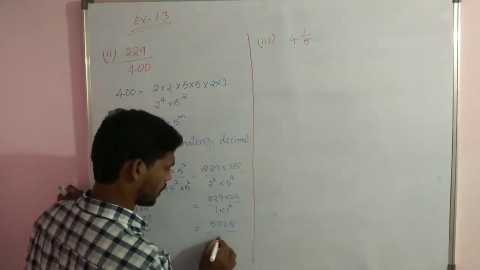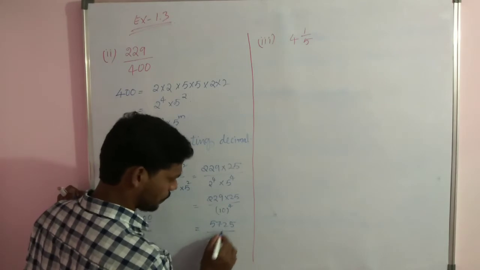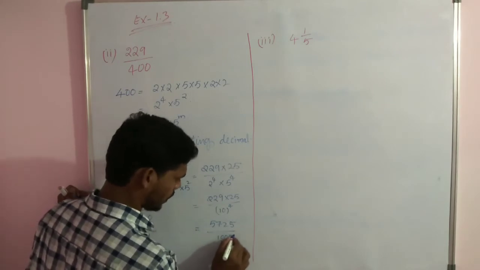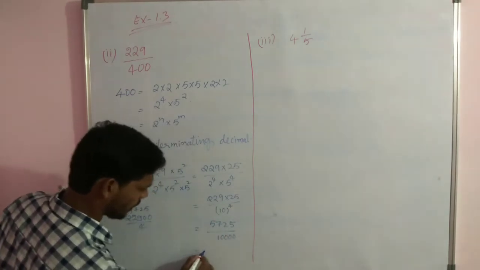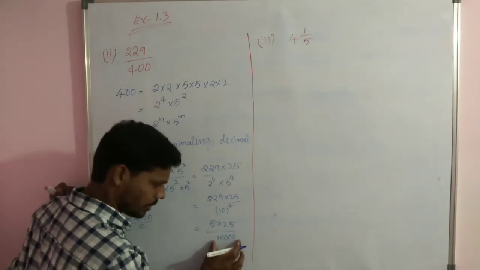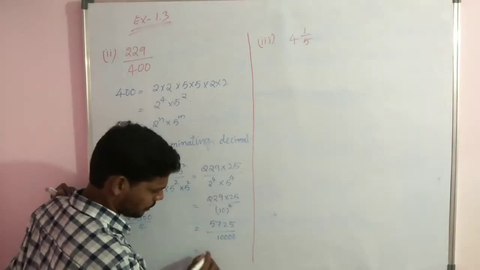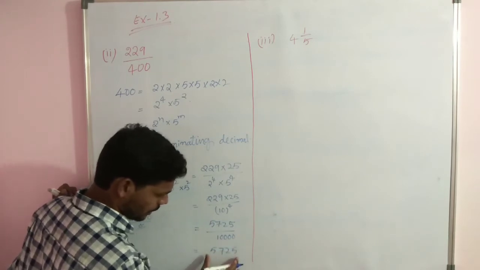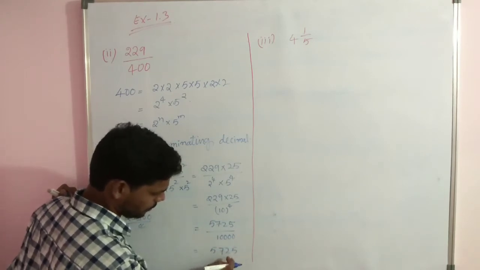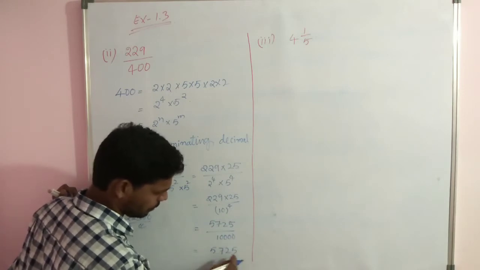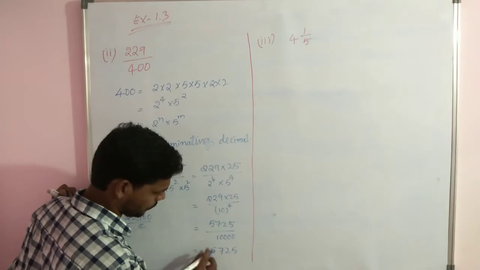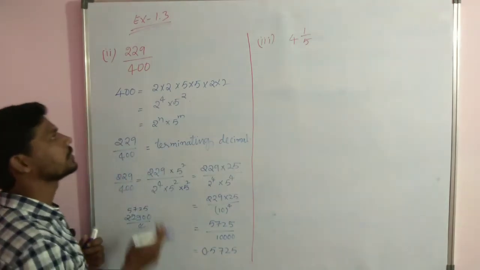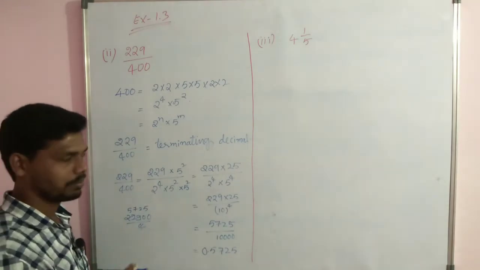5725 divided by 10 to the power of 4, which is nothing but 10,000. Simply we can say that if in the denominator we have 4 zeros, then in 5725 we have to put the decimal point before 4 digits from right to left: first, second, third, fourth. So 0.5725 is its decimal form.